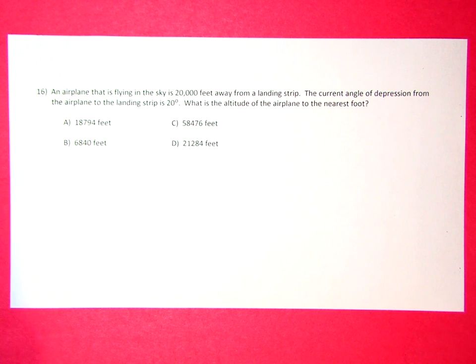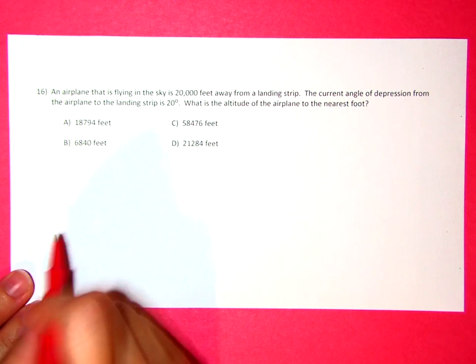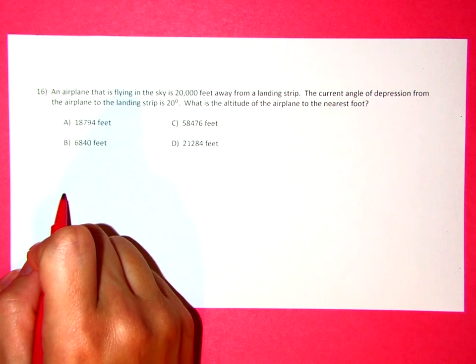This is number 16. It says an airplane that is flying in the sky is 20,000 feet away from the landing strip. The current angle of depression from the airplane to the landing strip is 20 degrees. We're trying to find the altitude of the airplane to the nearest foot. So I'm going to go ahead and draw a little picture here.